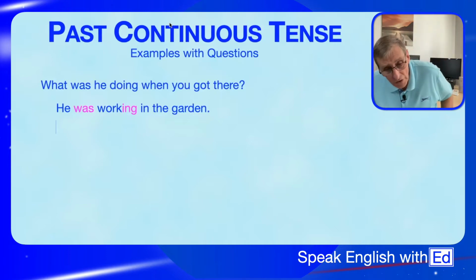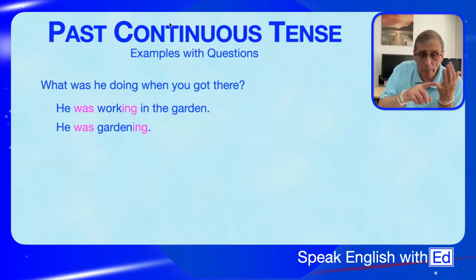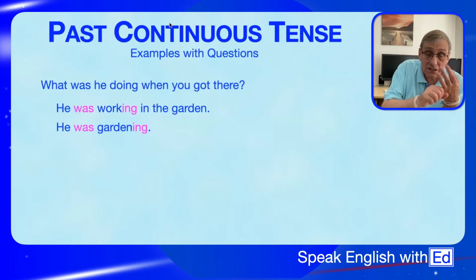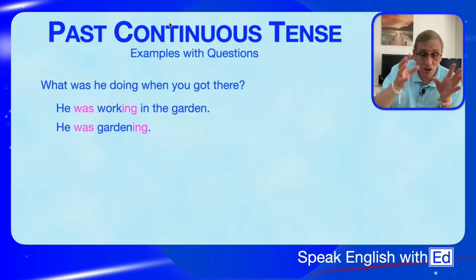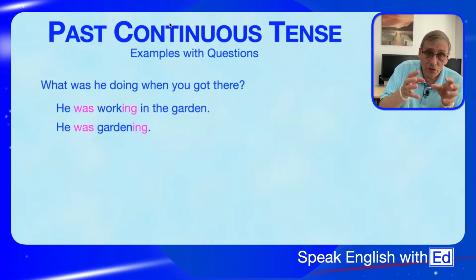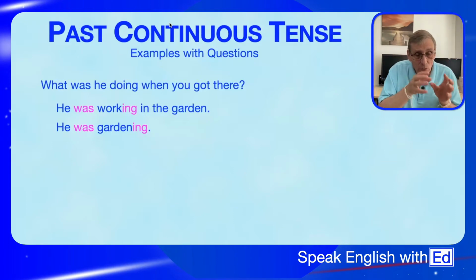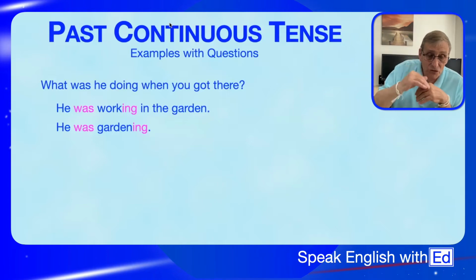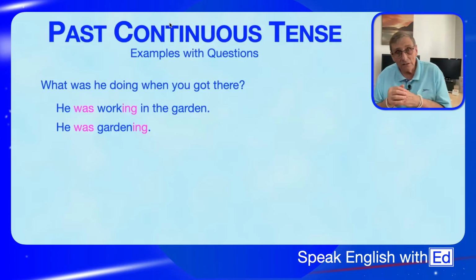Of course, you could say he was gardening. It's another way of saying the same thing. You're still using the action verb garden, to garden, and adding ing. So he was gardening. That's exactly the same. So you've got two different ways of saying the same thing there. He was working in the garden, or he was gardening, right?